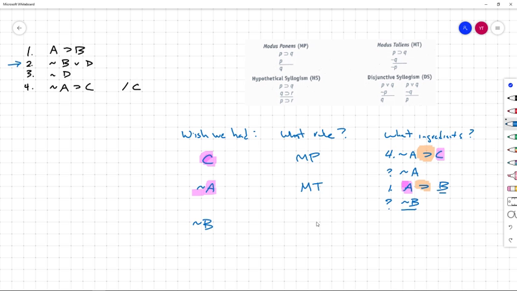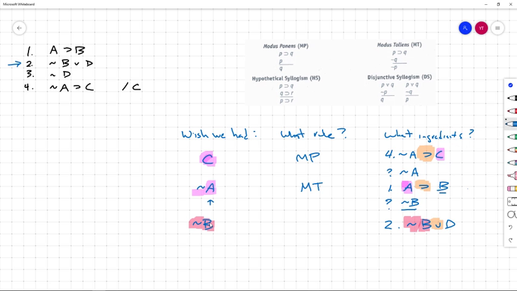And we ask ourselves, well, what rule and what ingredients might get us not B? Line 2 is a disjunction. And when we look at disjunctions, we find that actually, at the moment, we only have one rule that lets us use disjunction, so it's most likely going to be DS here. But if we just follow through with the process, we see that the sentence that we want is an exact match for the left-hand disjunct.